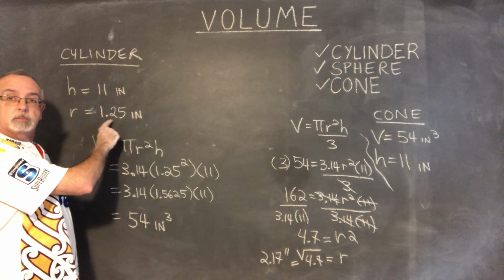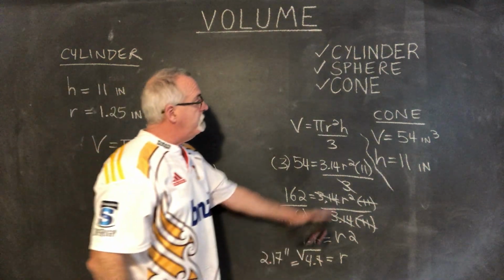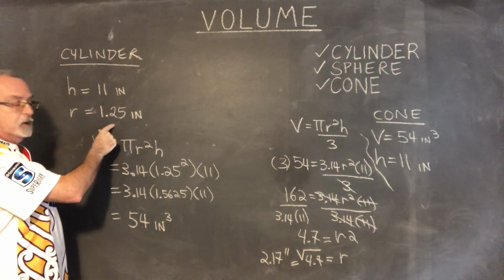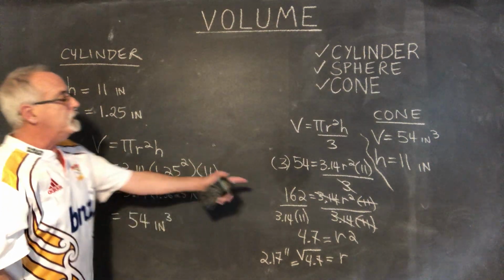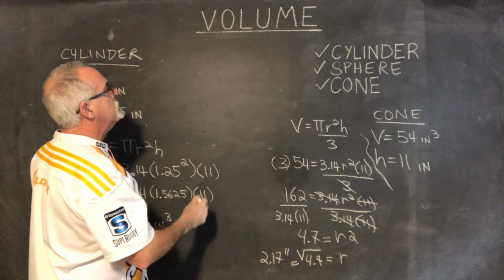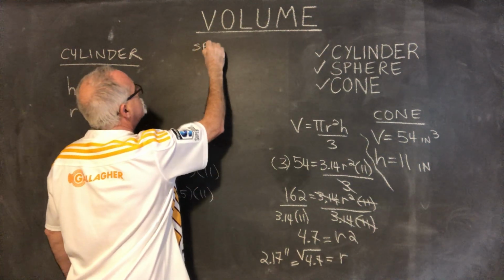So it's bigger. So the radius of this cone has to be bigger than the radius of this cylinder in order to have the same volume and the same height. And now we're going to do the sphere. Sphere.